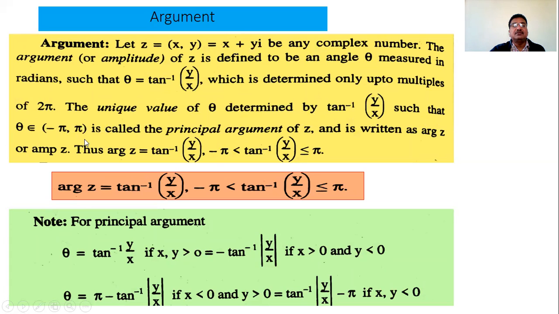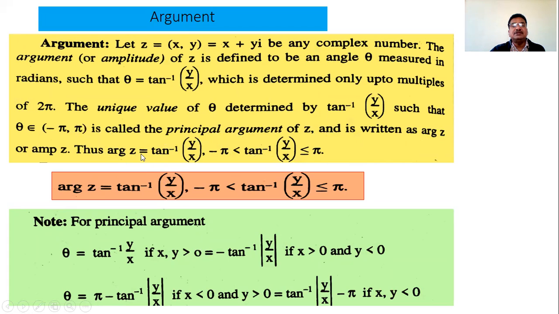This is an open-closed interval: on this side open, on this side closed, from minus pi up to plus pi. This one-side-closed interval is called the principal argument. So what is the notation for principal argument? Arg z, read as argument of z, or called the principal argument of z.